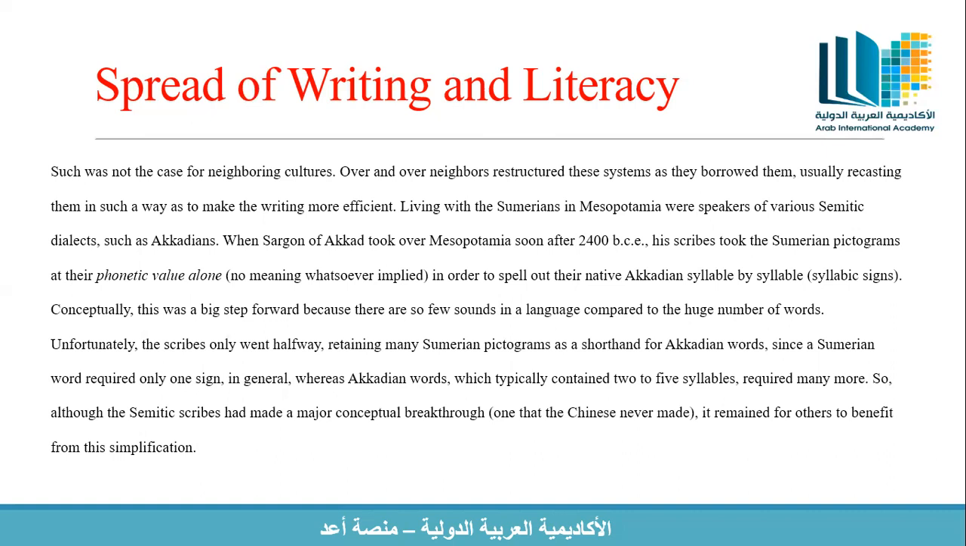Conceptually, this was a big step forward because there are so few sounds in a language compared to the huge number of words. Unfortunately, the scribes only went halfway, retaining many Sumerian pictograms as a shorthand for Akkadian words. Since the Sumerian word required only one sign in general, whereas Akkadian words, which typically contained 2 to 5 syllables, required many more. So although the Semitic scribes had made a major conceptual breakthrough, one that the Chinese never made, it remained for others to benefit from the simplification.